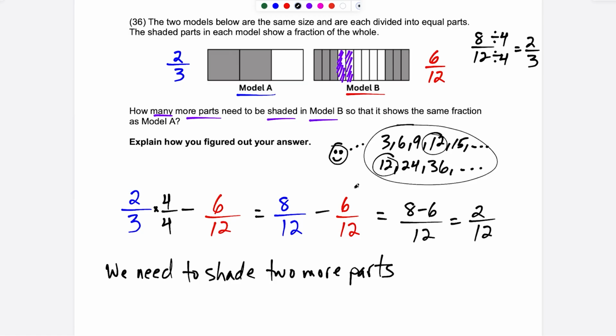So we have to write another sentence. How do we know that we need to shade 2 more parts? So really what we're doing is just summarizing the evidence that we gathered here. Okay, so we need to shade 2 more parts in model B. And how do we know? Well, we could say the way we determined our answer was we subtracted the fraction represented by model A and the fraction represented by model B, and the difference, 2/12, told us that we need to shade 2 of those parts in model B.